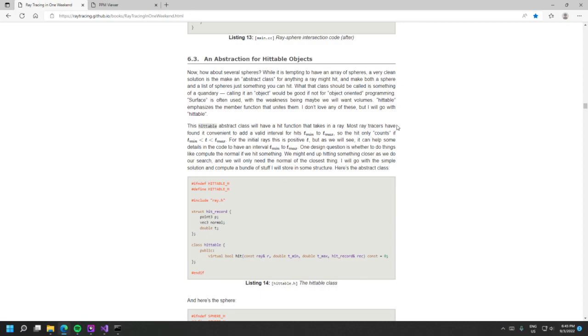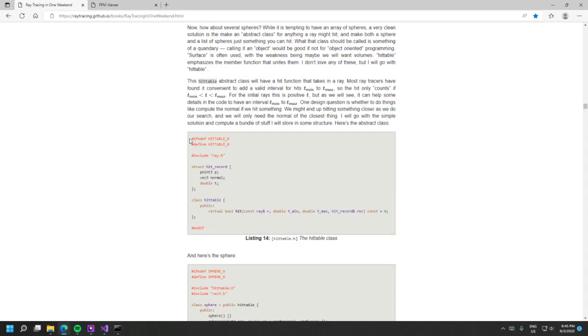Okay, so most ray tracers have found it convenient to add a valid interval for hits from T min to T max. So the hit only counts if the T we're interested in is inside this interval. And for the initial rays, this is positive T. It can help some. Okay. One design question is whether to do things like compute the normal. If we hit something, we might end up hitting something closer as we do our search, and we will only need the normal of the closest thing.